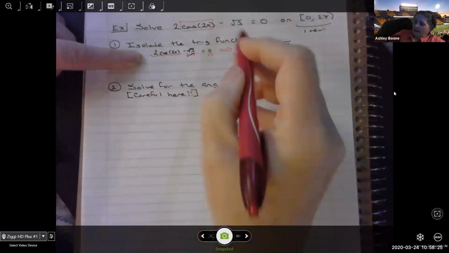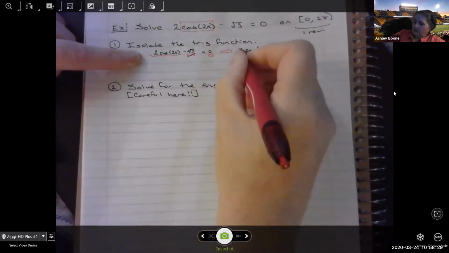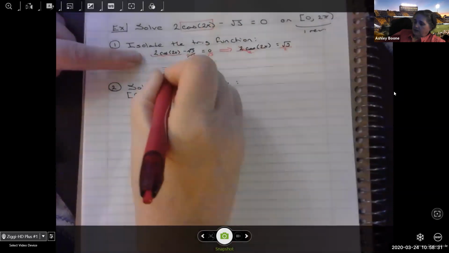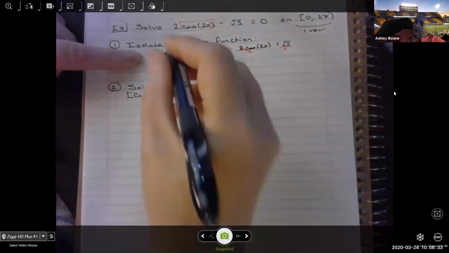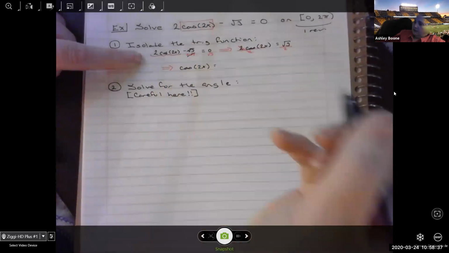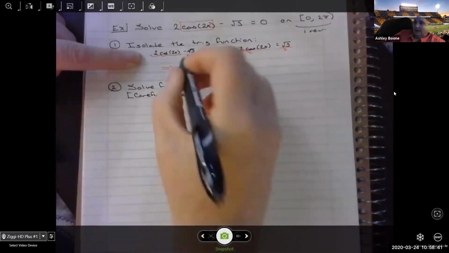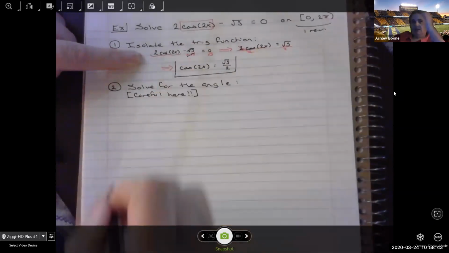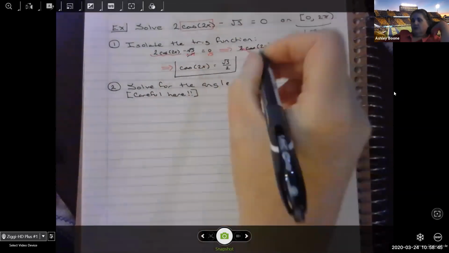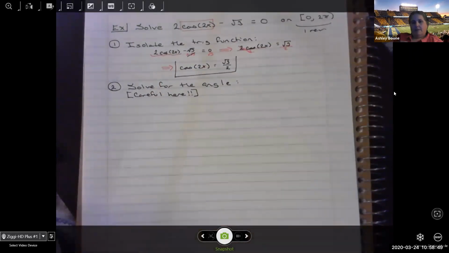Then we're multiplying by 2, so I'm going to divide both sides by 2. Those cancel. So that's going to give me cosine of 2x equals square root of 3 over 2. Very similar to the last problem we did, but that's our first step. It is in the form of a cosine, so we're talking about our x coordinates. Now, what's different about this one than the others that we looked at so far?